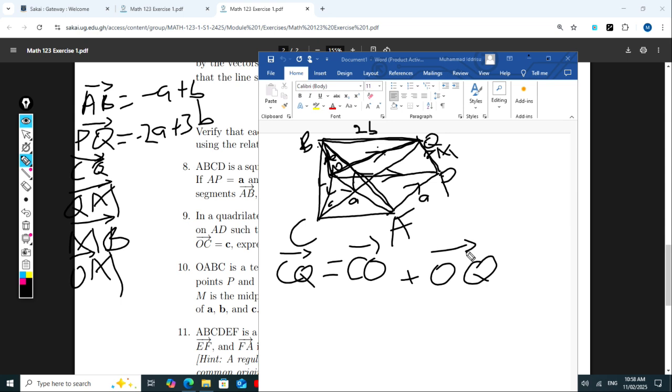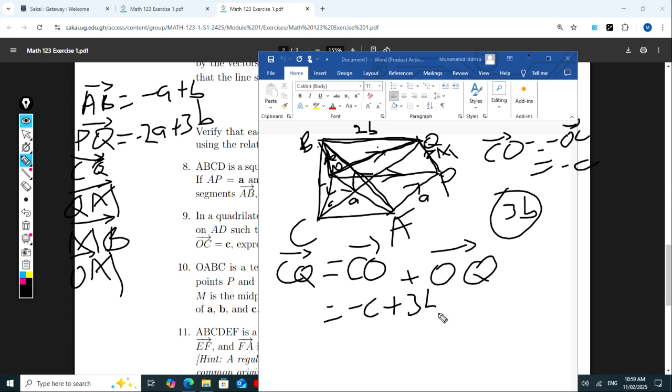OQ, we have already found OQ to be what? 3b. OQ is equal to OB plus BQ, which is b plus 2b, which is equal to 3b. So using the triangular law of vectors, CO is equal to negative OC, but OC is what? The small c, so CO is negative c. So we have negative c plus 3b. You can rewrite it as 3b minus c.